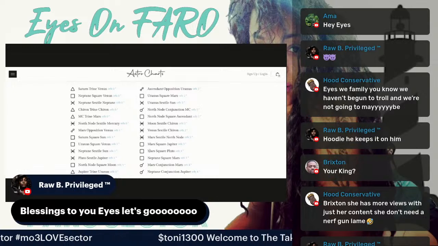A lot of times you want to look at the shapes. For the mundane, we're going to stick to the traditional shapes that you see, and those are going to be trines, which is a triangle, squares, sextiles, and quincunx. We're going to look more at the sextiles, the oppositions, the squares, and the conjunctions.